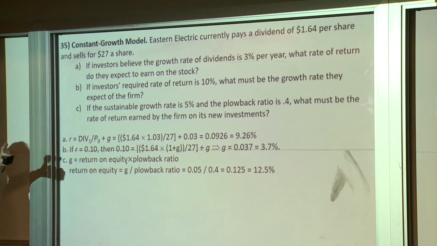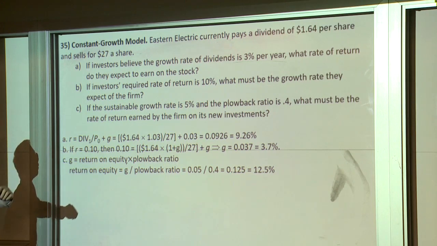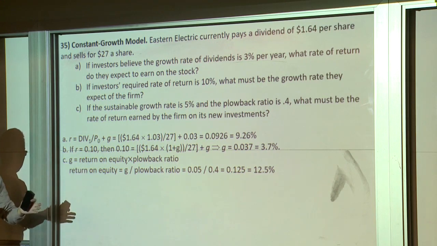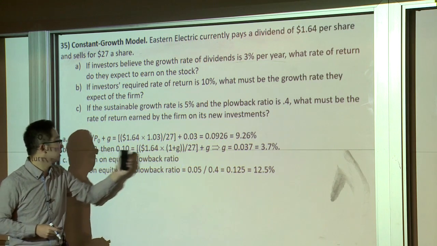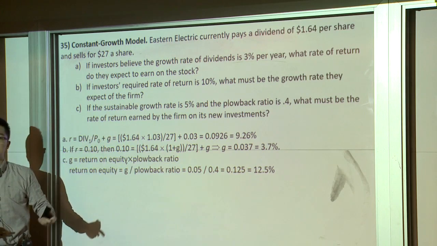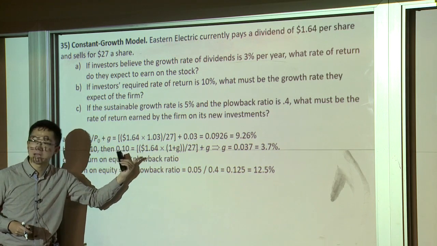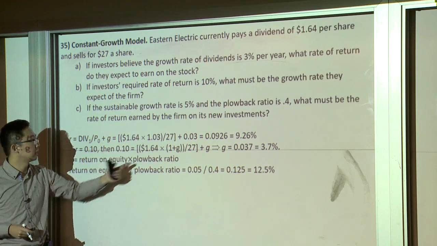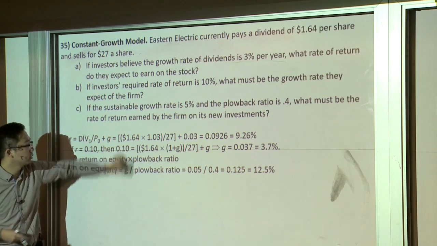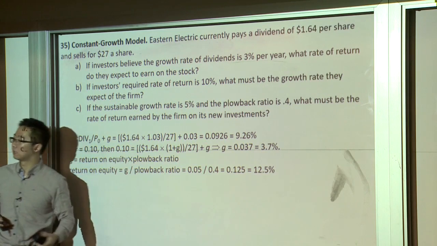B, if the investor's required rate of return is 10%, what must be the growth rate? So the only unknown variable is the growth rate, G, and all the other things we already know. Solve for G. Okay, it requires a little math. Do it slowly and carefully in an exam. Don't make a mistake on this part. I'm not going to show you how to derive that, but this is math.